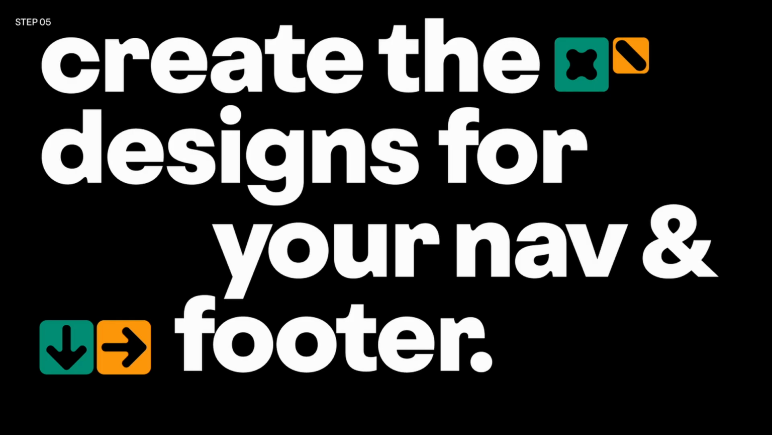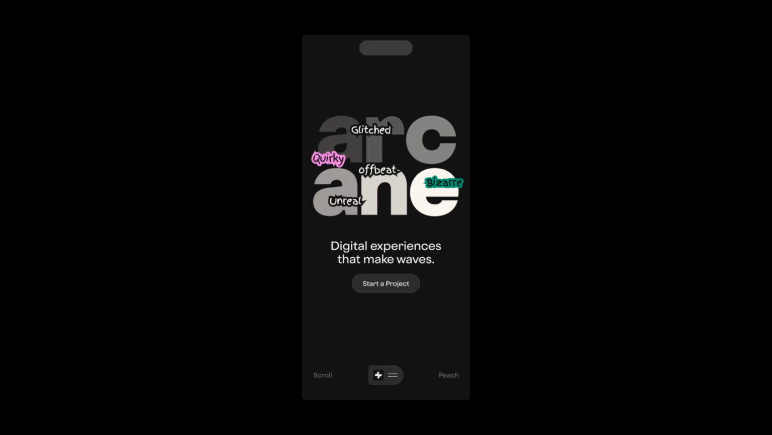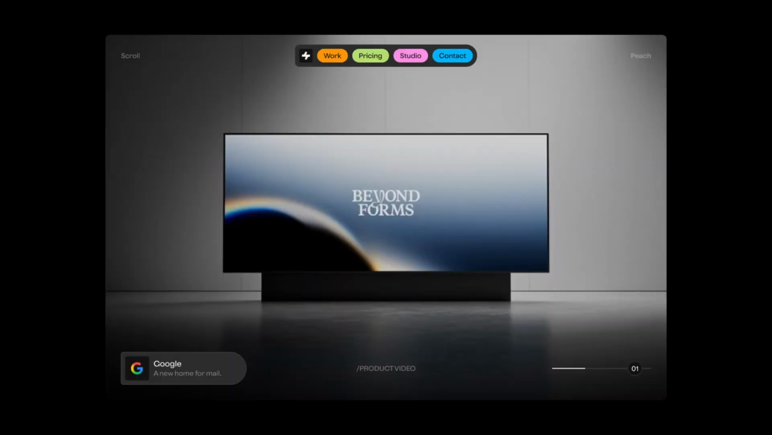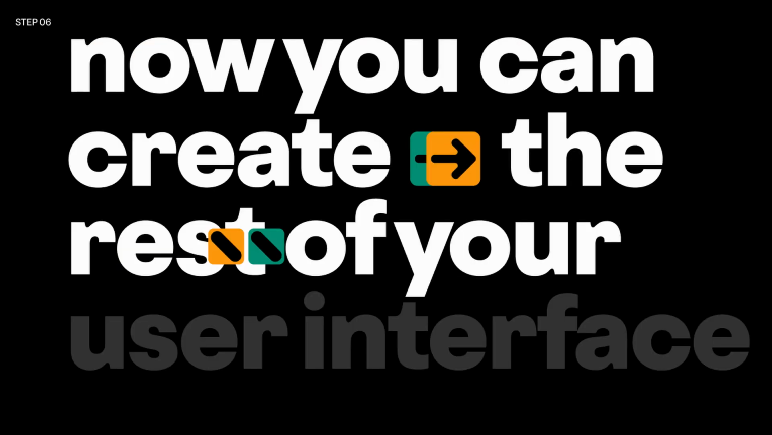Step 5. Create the design for your navigation bar and footer for both desktop and mobile. These are the only two sections that will be consistent throughout your application. So once you nail the design style, it will be easier to check the rest of your layout against them as you go. So ensure you stay within your creative direction. You get me?